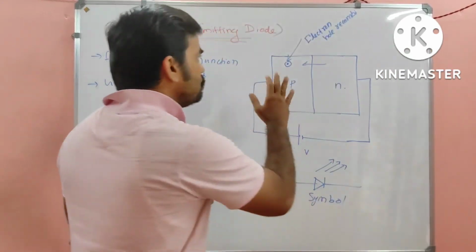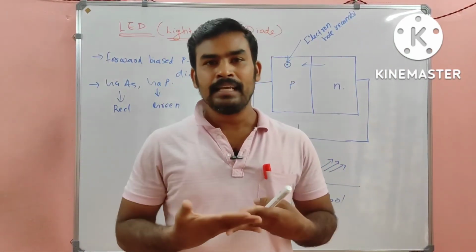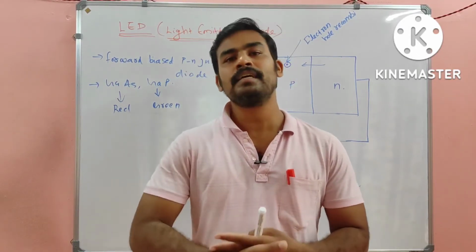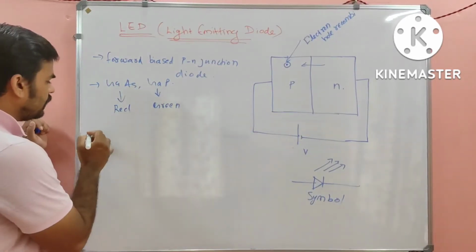Is it clear? So LED means light emitting diode. How does the light emit? When electrons and holes recombine together, the light will be emitted. That's all. Is it clear?